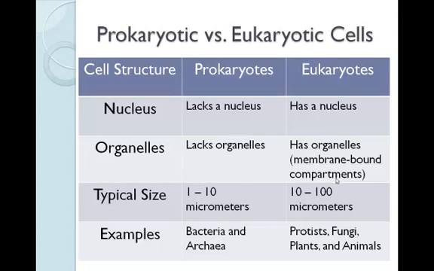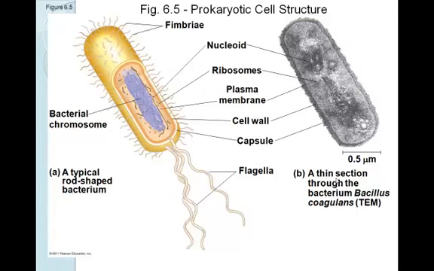And in size, prokaryotes are much smaller than eukaryotes. Prokaryotes are usually 1 to 10 micrometers in length, while eukaryotic cells are 10 to 100 micrometers. This chart summarizes these differences, so be sure to review this before the exam.